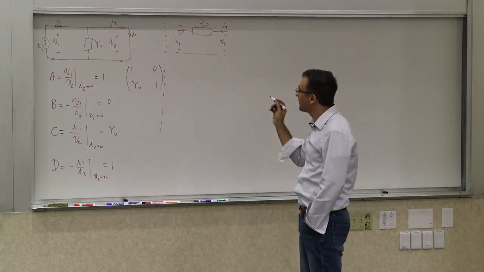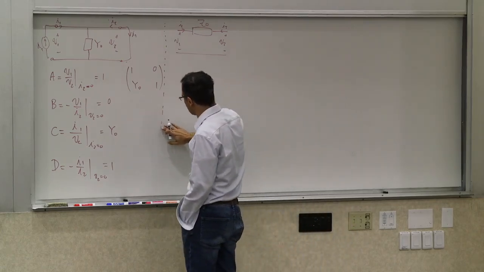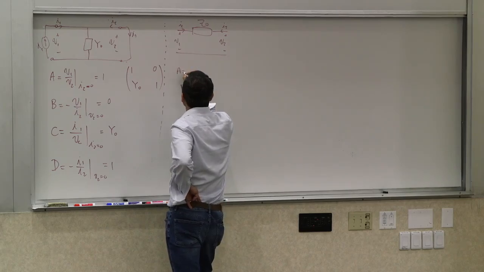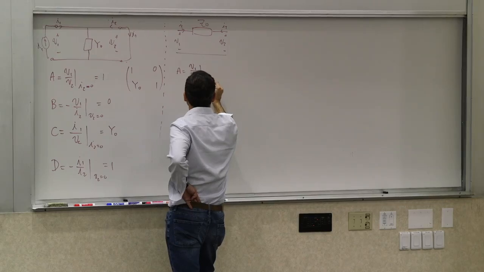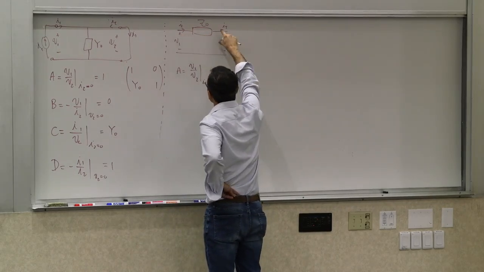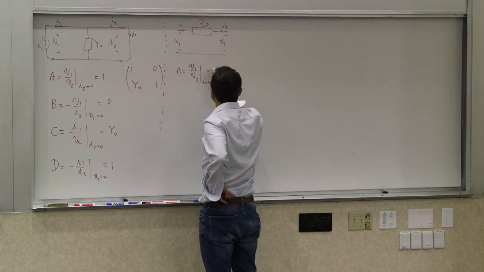Now you can imagine why we are trying to characterize these two, but if you can't, then you'll see it in a few minutes. So let's see. What are the parameters? So A is going to be again V1 over V2 when I2 is 0. Basically, this is open circuited. I'm applying a voltage V1, measuring V2. So the ratio of these two would be 1 because there's no current flowing, they would be the same.